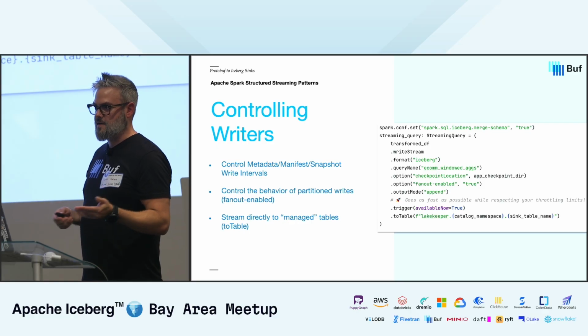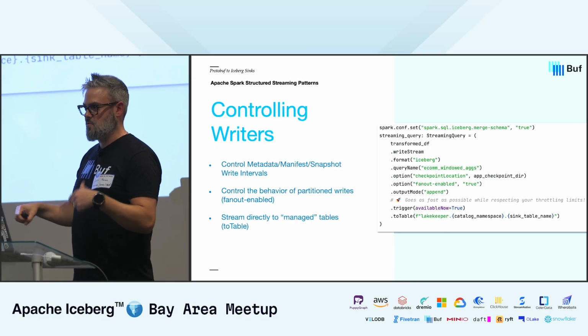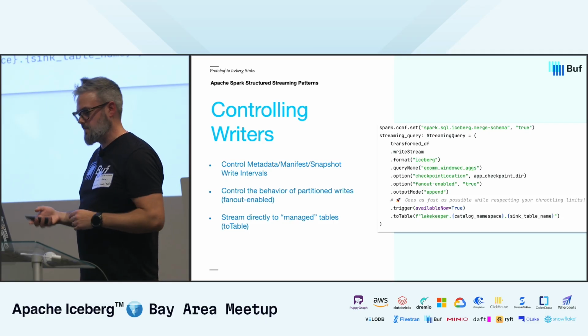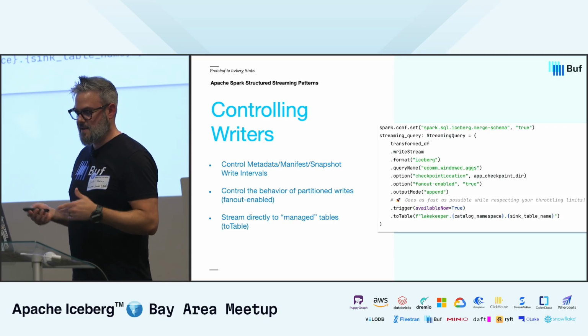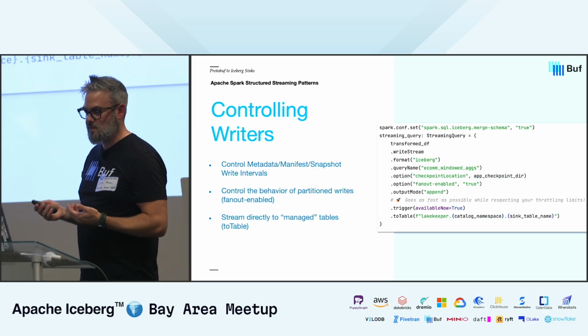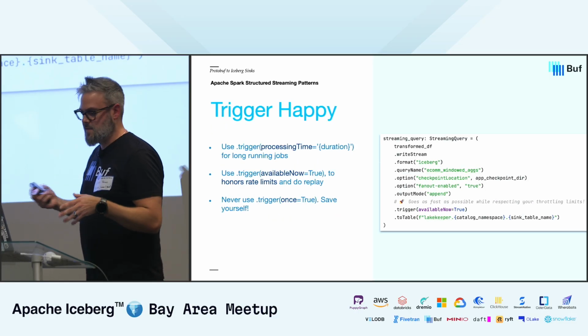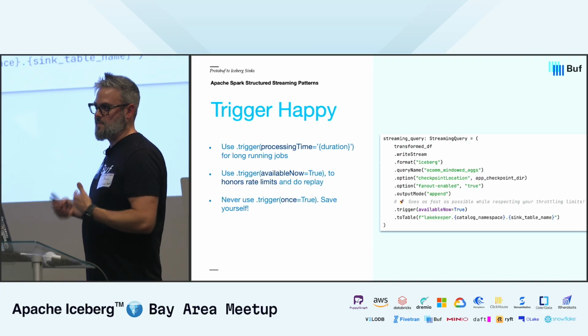So if you're using FAT enabled, you're able to write to different partitions without having to sort everything in place beforehand. And then, if I'm doing streaming to table, I can stream directly to a managed table as well, which is nice. So, all right, 2 minutes, this is going to be good. So trigger happy, I'm going to go fast from here.